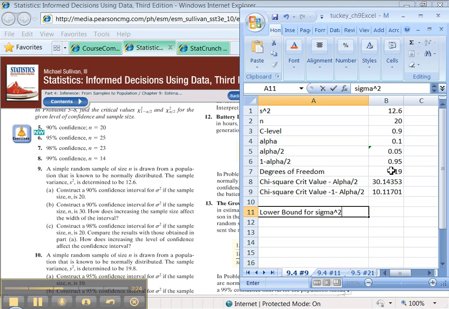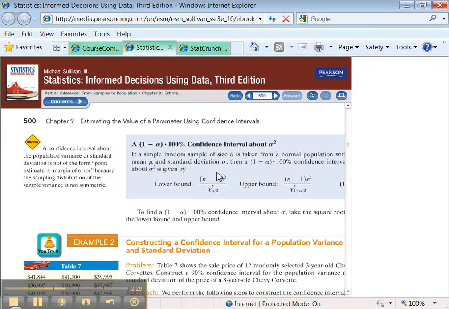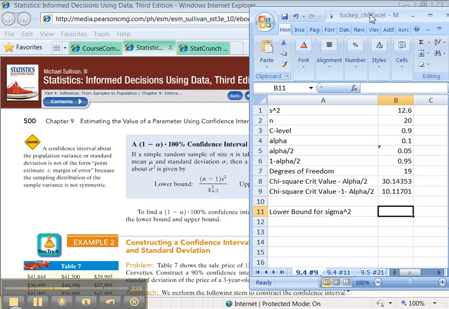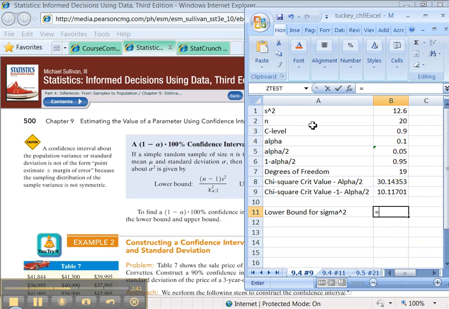There we go. All right, so what's the lower bound for sigma squared? That's the formula back here. Let me show it to you right here. This is the confidence interval for sigma squared, for the variance, right? The lower bound's this and the upper bound's this. So let's go look at ours. Lower bound is supposed to be n minus 1, that's your degrees of freedom, 19, times s squared, that's up here, 12.6, divided by the chi-square for alpha over 2. That's this one right here. There's your lower bound.